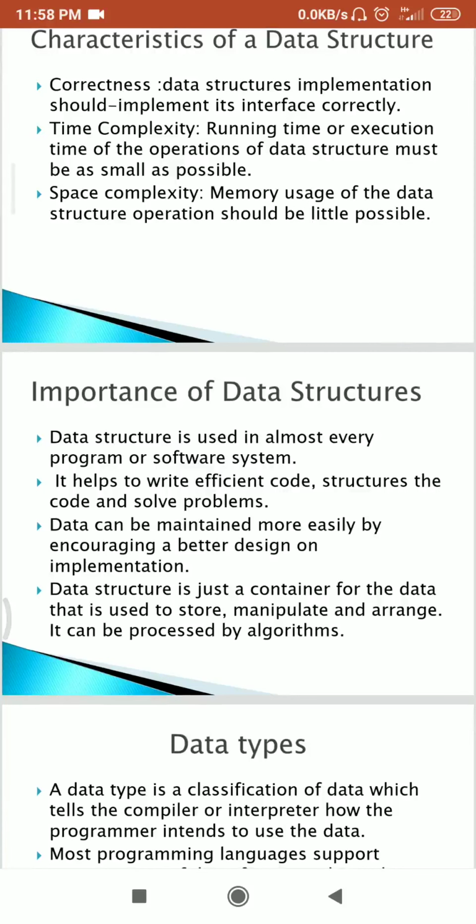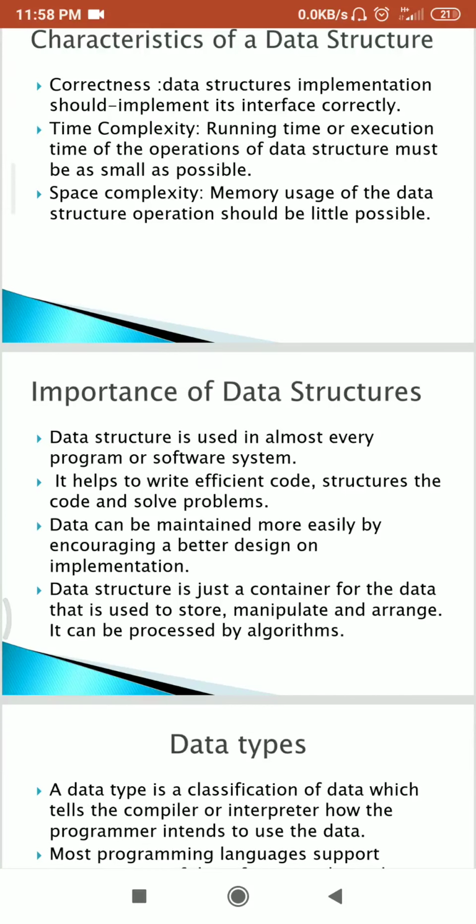What is the importance of data structure? Almost all software and programs use these kinds of data structures. These data structures are used in almost every program or software. It helps to write efficient code. By the data structure we can develop an efficient and reliable program.